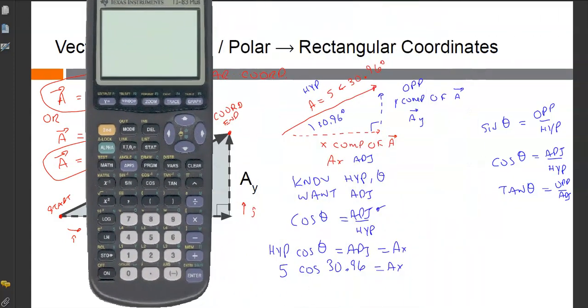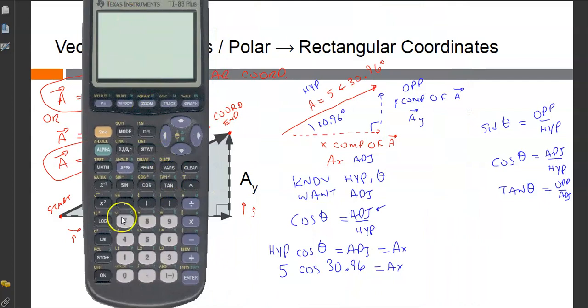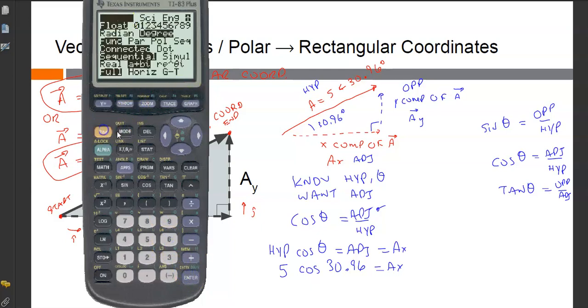I want to scare you into paying attention to this here. If I do 5 cosine 30.96, I've got to turn it on first. 5 cosine 30.96. That's going to give me an answer of 4.29. All right, I don't know that I did something right here.